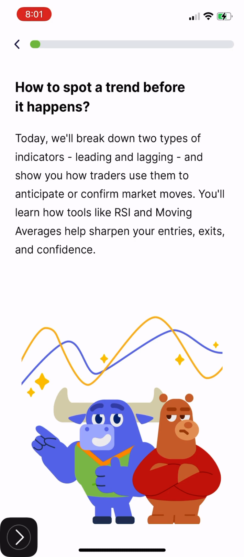How to spot a trend before it happens. Today, we'll break down two types of indicators, leading and lagging, and show you how traders use them to anticipate or confirm market moves. You'll learn how tools like RSI and moving averages help sharpen your entries, exits, and confidence.